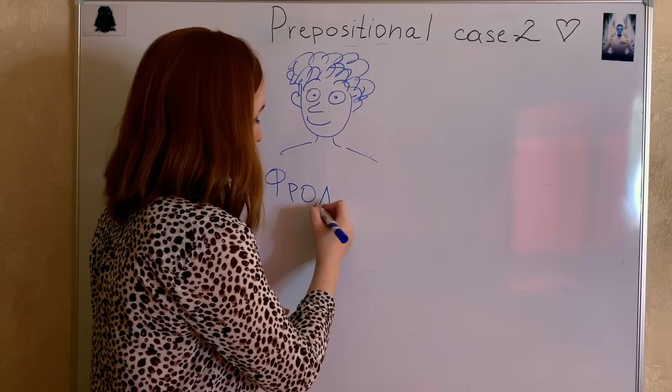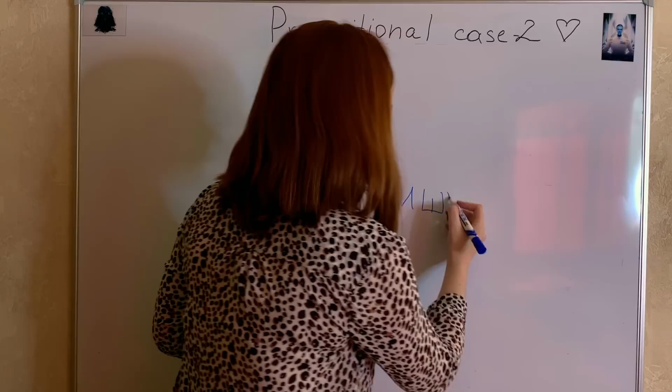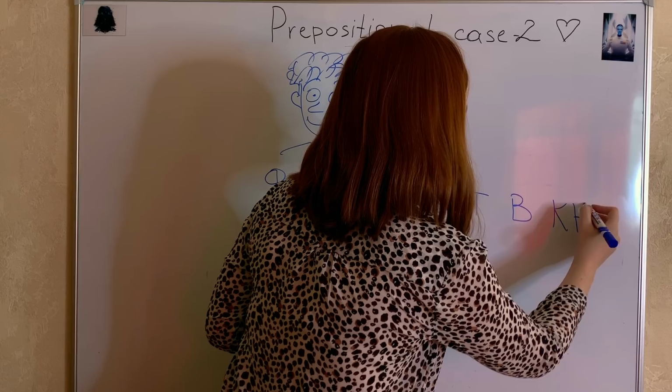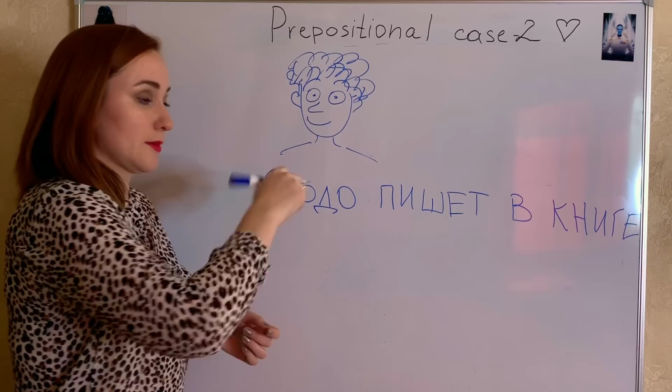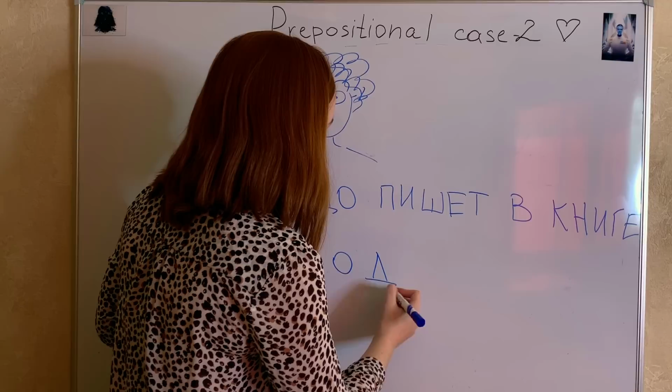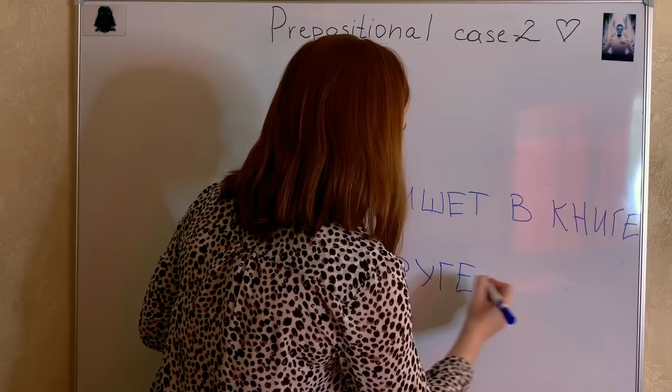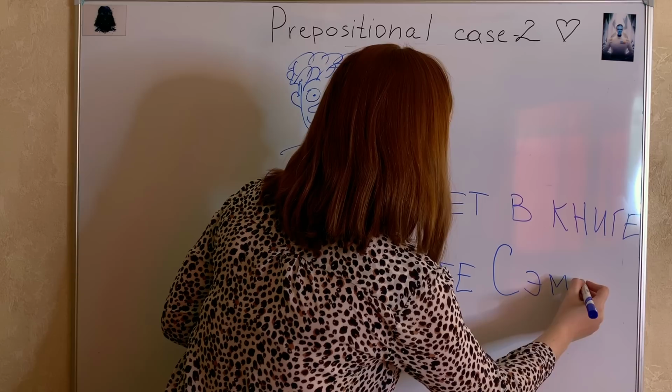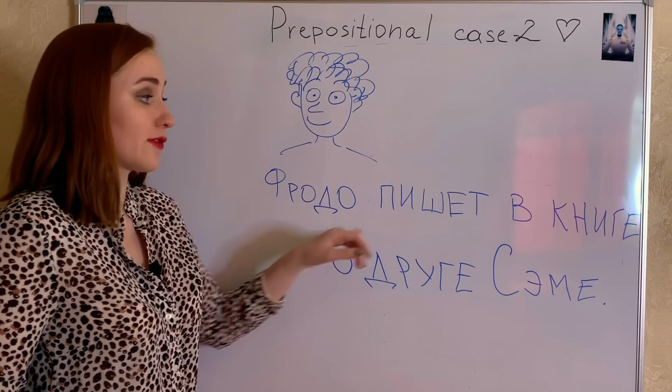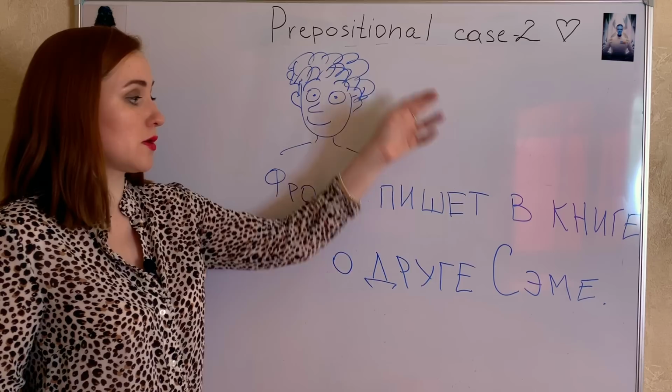Фродо пишет в книге. Remember the previous lesson. В книге. In the book. Фродо пишет в книге о друге. About a friend. О друге. And we know the name. His name is Sam, obviously. О друге Сэмми. It's prepositional ending, so we just add и. Фродо пишет в книге о друге Сэмми. So both situations we have the prepositional case.